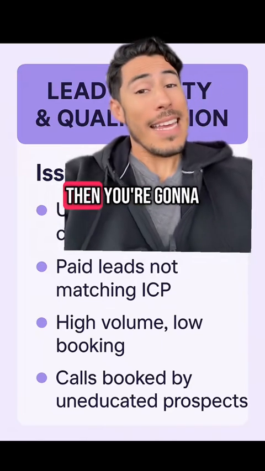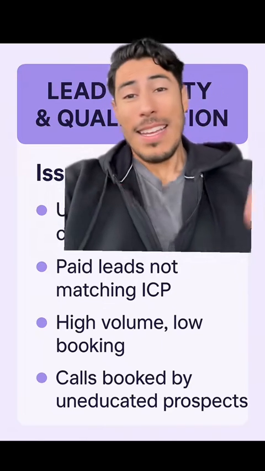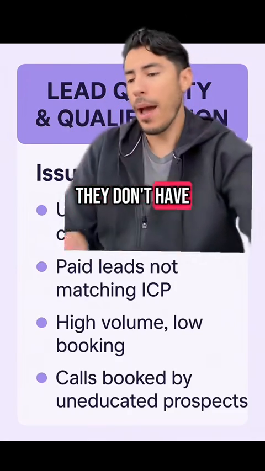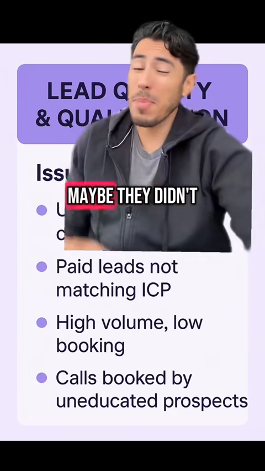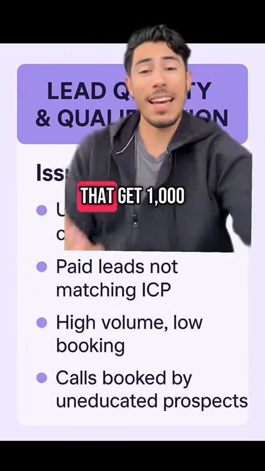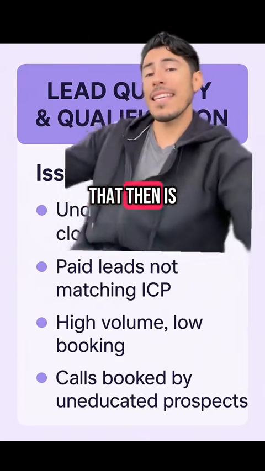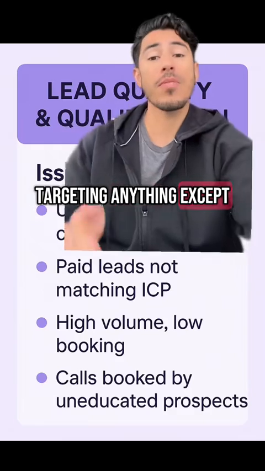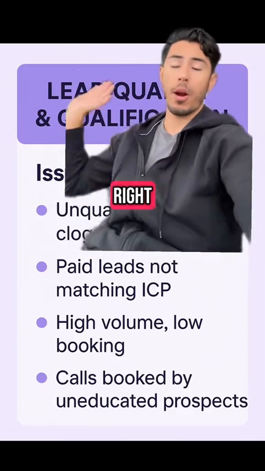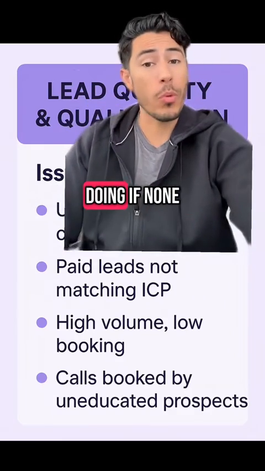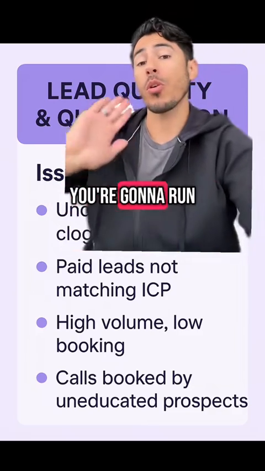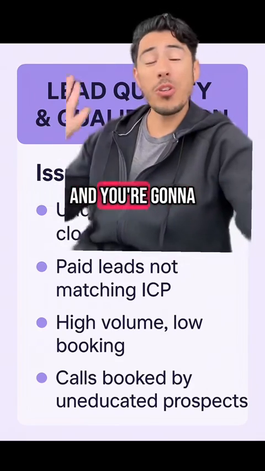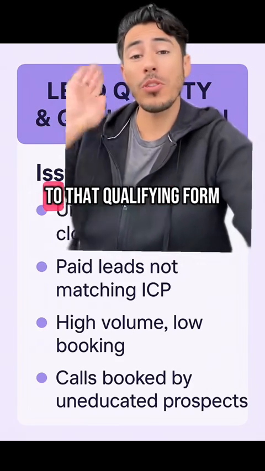Look at that. Then you're going to go to that good data. This is usually an export. So export a huge list of the good leads. They don't have to have signed up for your business, but they're qualified. Maybe they didn't sign, but they're qualified. You're going to take that, get 1,000 of them. That then is going to be your source of truth. You're not really targeting anything except for the lookalikes of those, or broad. You don't want to go back to what you've been doing if none of them have matched. You're going to run both of those, the lookalikes of the 1,000 leads that were qualified, and you're going to run probably broad to that qualifying form.